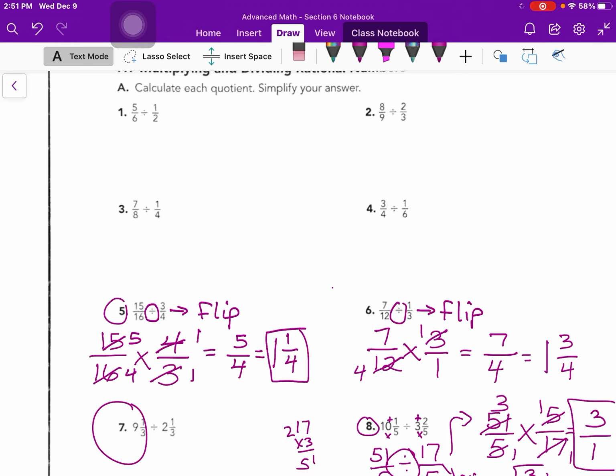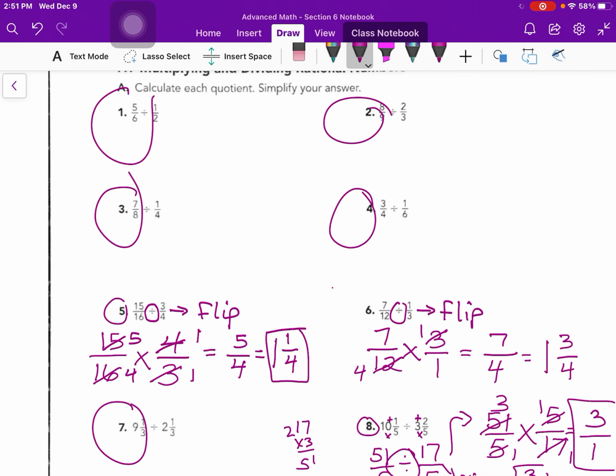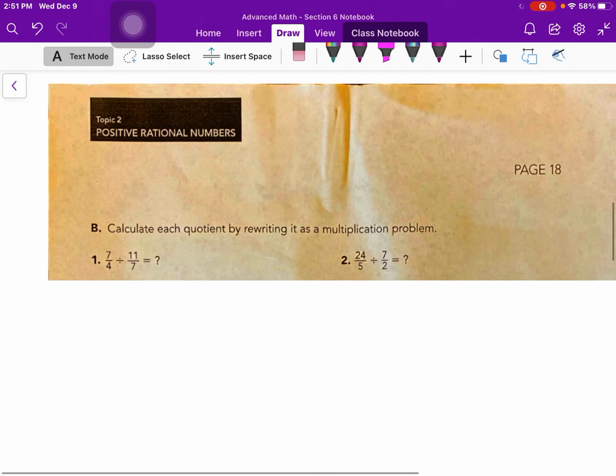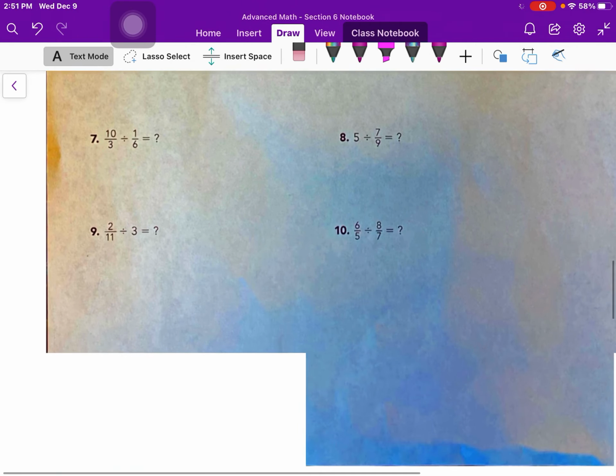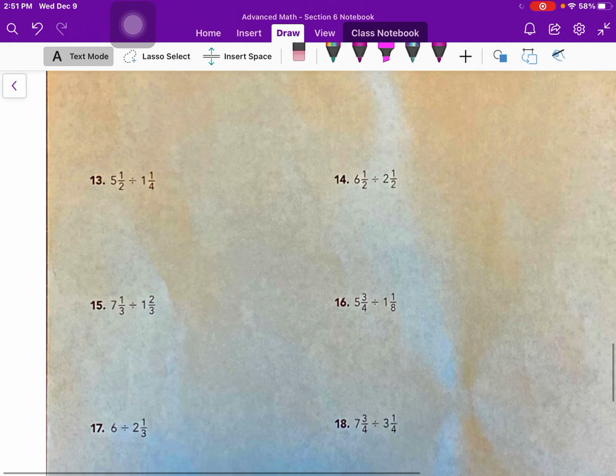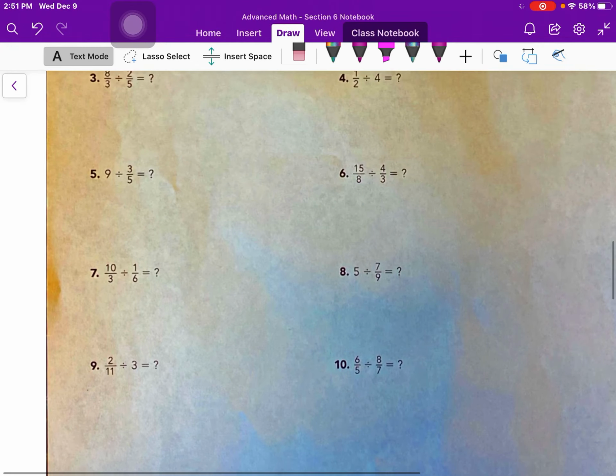All right, so that leaves 7 through 10 for you to do. I think, if you haven't already done them, 1, 2, 3, and 4. And then all of them on this page, B. And then again, I'm letting you skip the 3rd page.